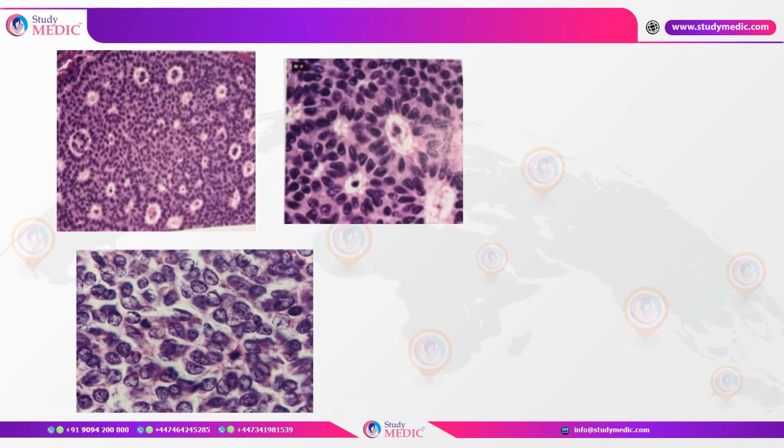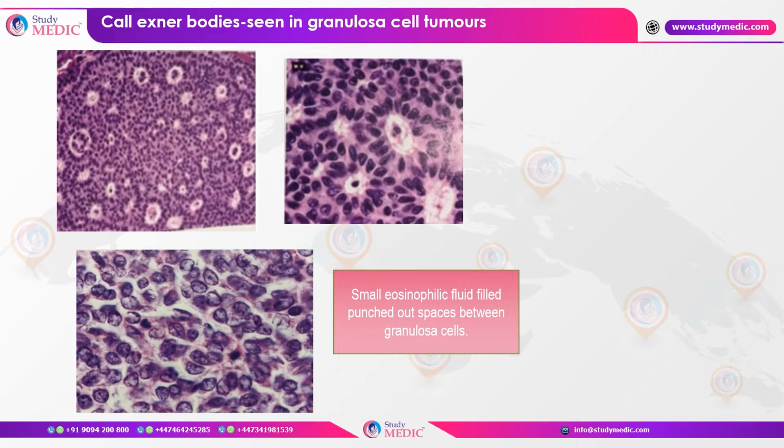Now next, coming to the next common picture that you would have. So what is this? These are Call-Exner bodies. They are seen in granulosa cell tumors. So what are these Call-Exner bodies? They are small eosinophilic fluid filled punched out spaces in between the granulosa cells.